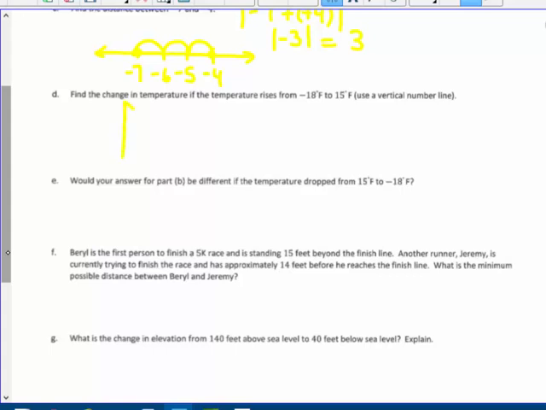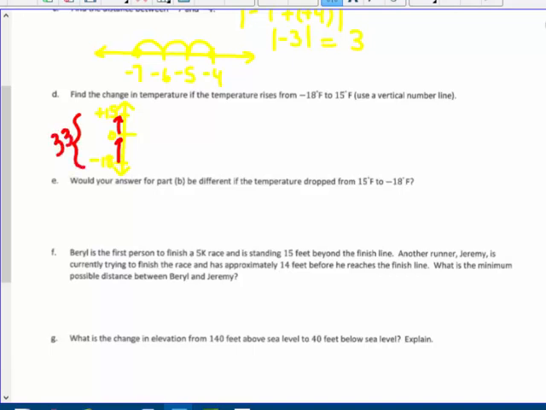So I'm going to draw a vertical number line. Here's negative 18, here's 0, and here's positive 15. So I know I've got to go 18 just to get up to 0, and then another 15. So here I can see their distance is 33.